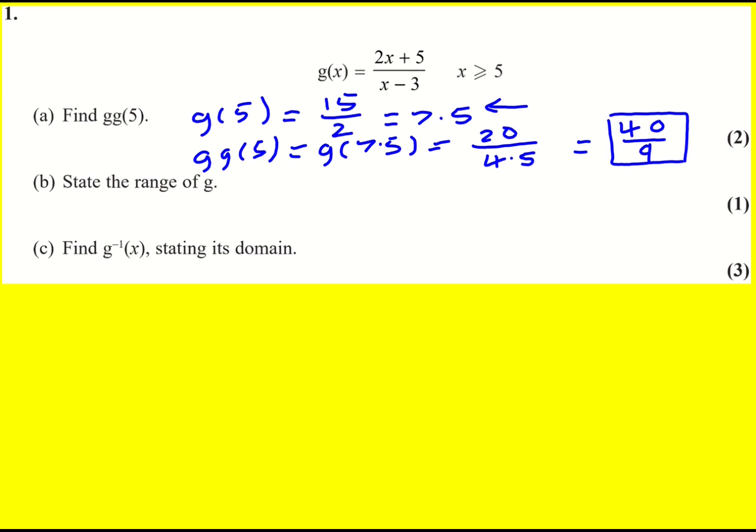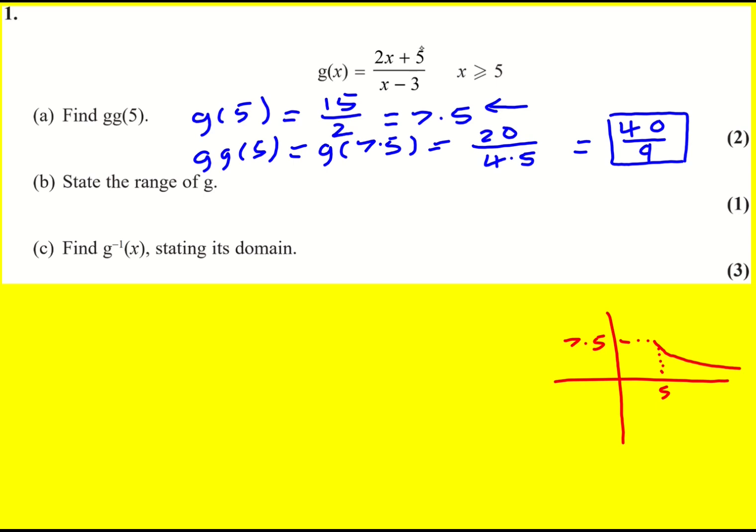We're asked in part B for the range of g. I actually think this is quite tricky when you're not given the graph. This ends up being a reciprocal kind of function, and I'll show you more about that in a minute. But what it actually tells us is when x is 5, we're taking our maximum value of 7.5. We just then need to think about what happens when x gets large.